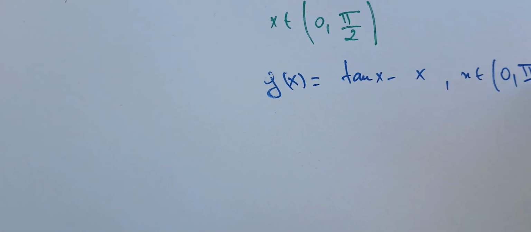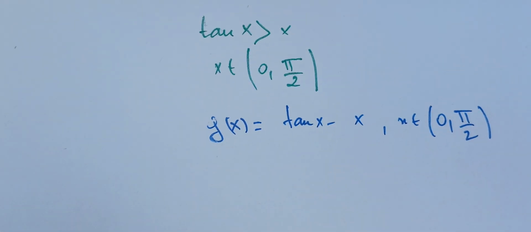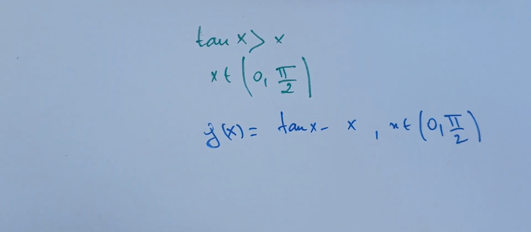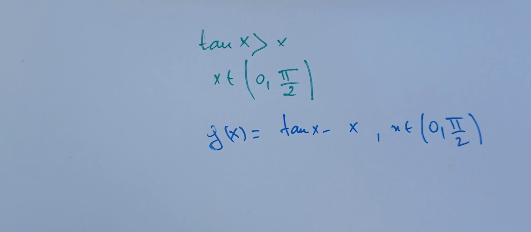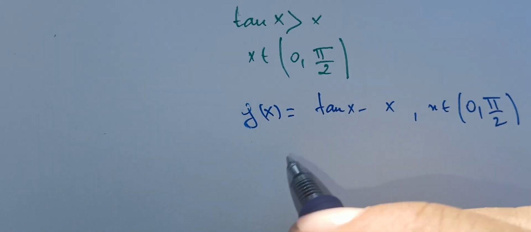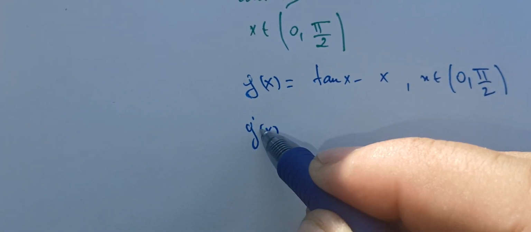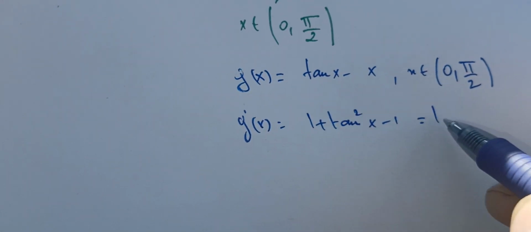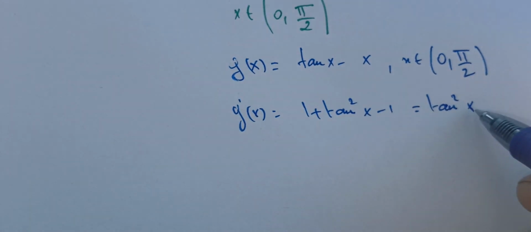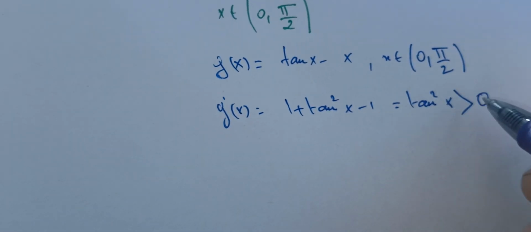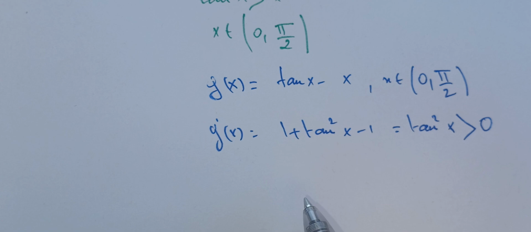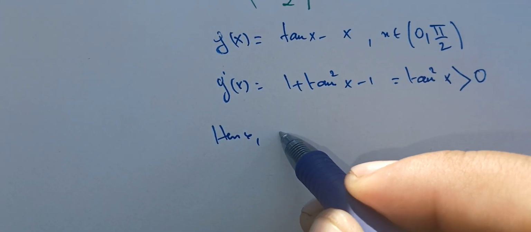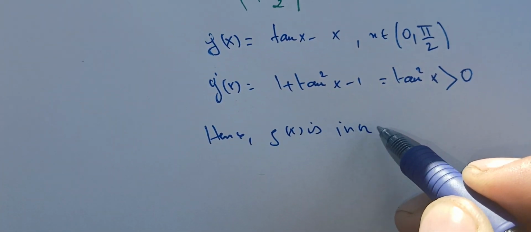Here we see that our function is continuous and differentiable on this interval, and therefore we can find the derivative. So g prime of x is 1 plus tangent squared of x minus 1, which is tangent squared of x, and this means that it's bigger than 0 on this interval. That means our function g of x is increasing.